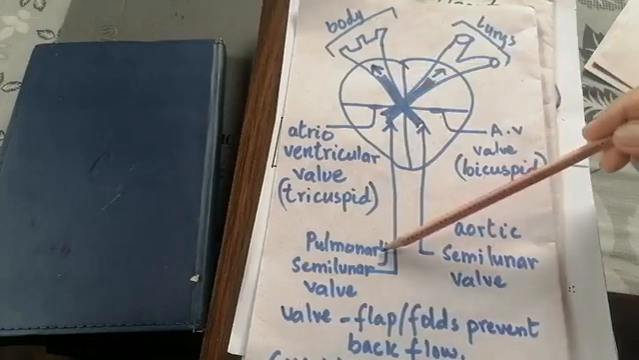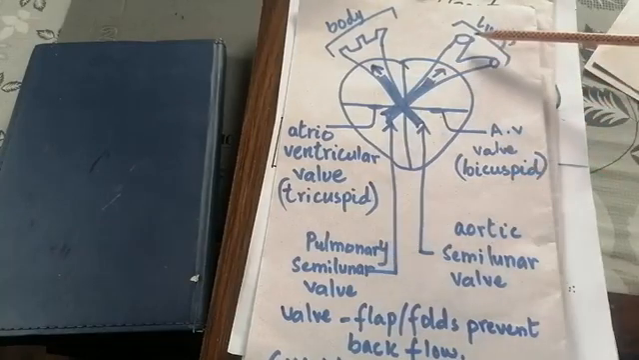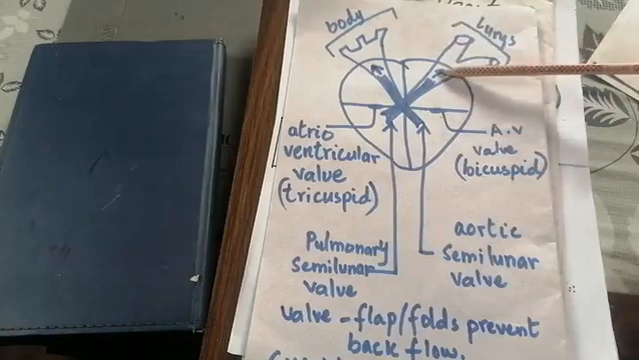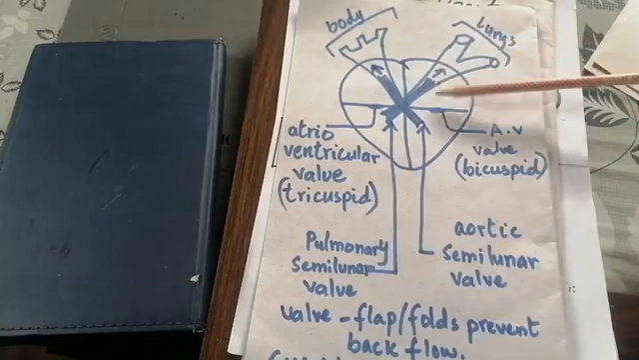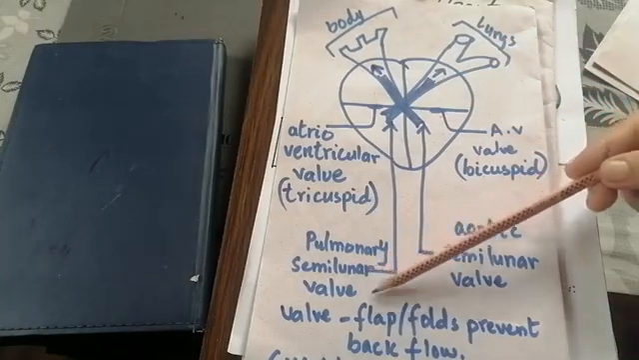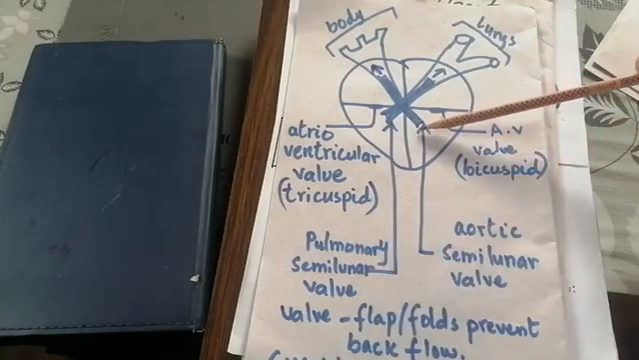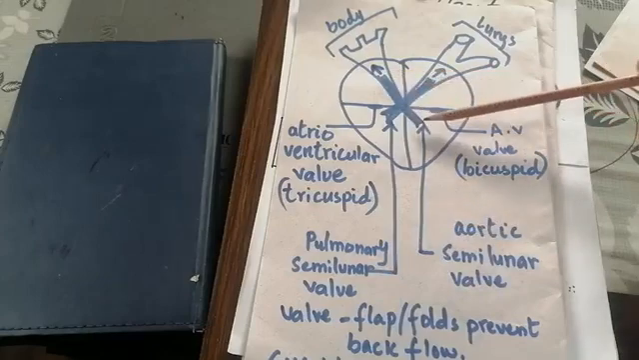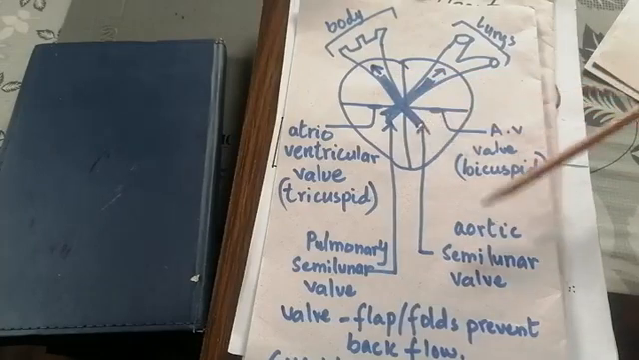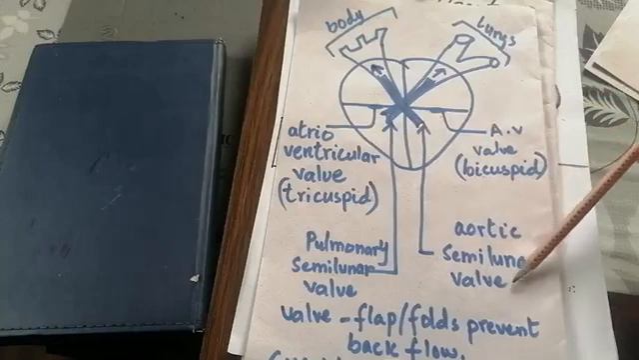The pulmonary one is between the ventricle and the trunk or vessel that carries the blood towards the lungs. That's why it is known as the pulmonary semilunar valve. And this valve is present between the ventricle and the aorta. So it is known as the aortic semilunar valve.